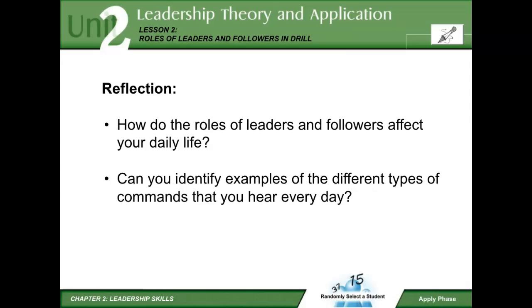So again, think back on how your daily life is impacted by the roles of leaders and followers. And then, recognizing the types of commands that we have. We have the two-part commands, we have the combined commands, we have the supplementary commands. How many different commands a day do you receive? And what kind of commands are there? Not just within the JCC class, but in your other classes as well.